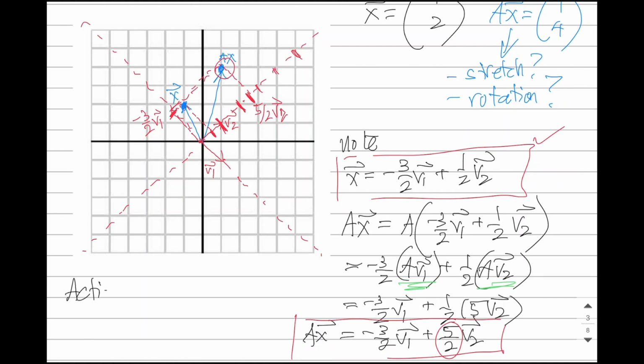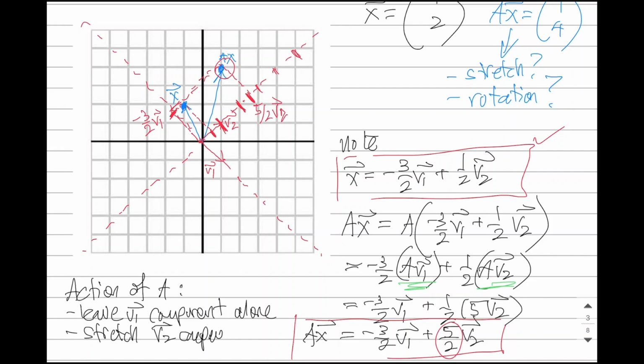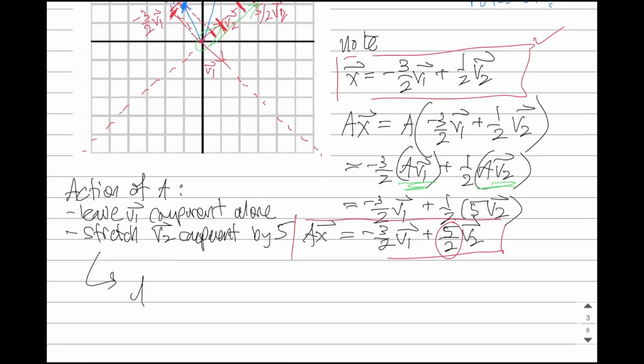We had to kind of turn our head and look at it the right way. So the action of A was to leave the V1 component alone and stretch the V2 component by a factor of 5. And that's what happened to this blue vector here. Its V2 component was there originally. It got stretched by a factor of 5. So this vector essentially just got stretched in one direction. Nothing else happened. And that means A acts like a diagonal matrix on the V1 and V2.